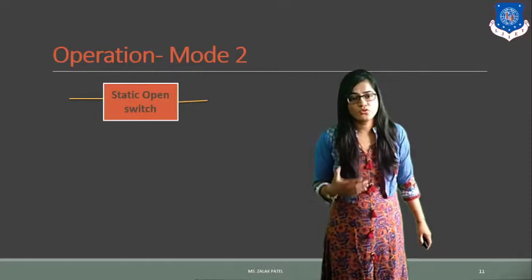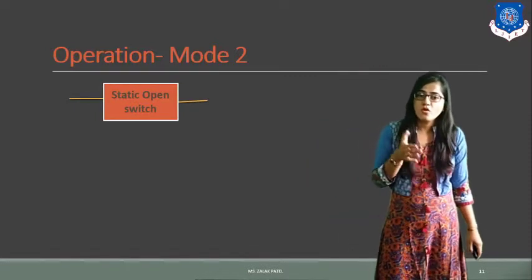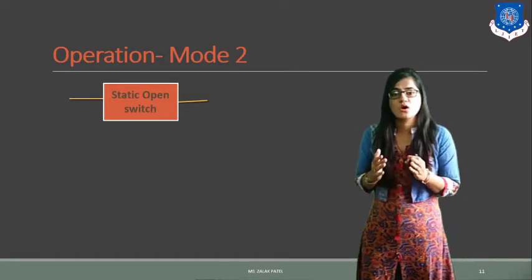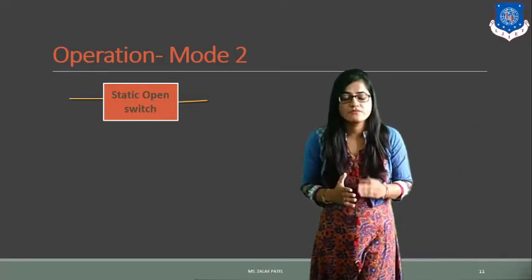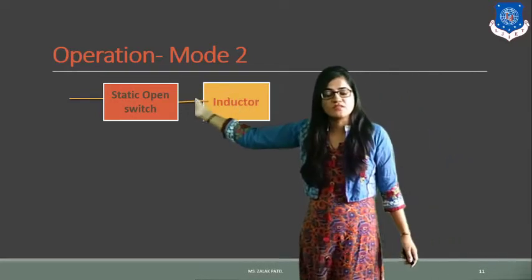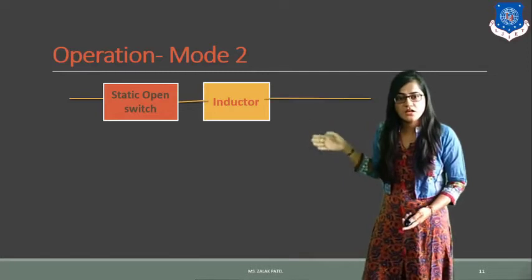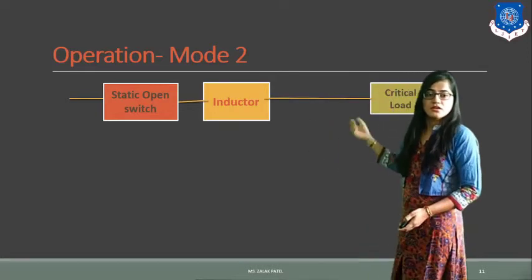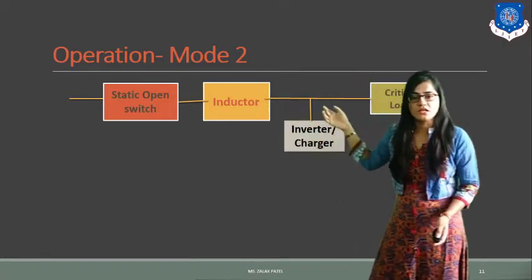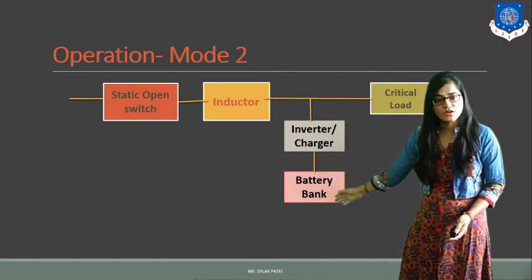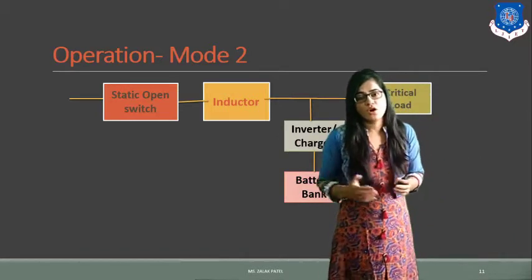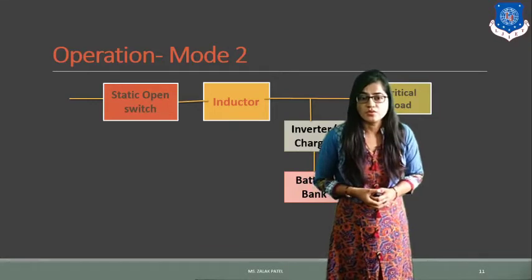In case of mode 2, the static switch will remain open. If the static switch remains open, then the remaining block diagram is again the static open switch, then the inductor and then the supply. So the static open switch is connected with the inductor, then it is connected with the critical load. Again, the second part will be from the inverter plus charger, and through the inverter plus charger it will be connected with the battery bank. So this is the block diagram for operation in mode 2.